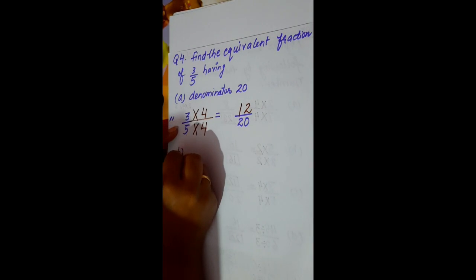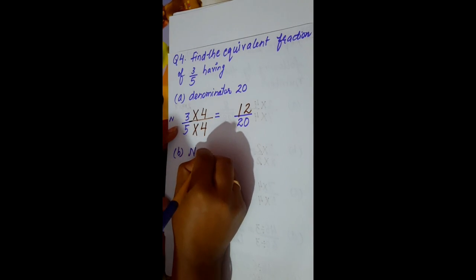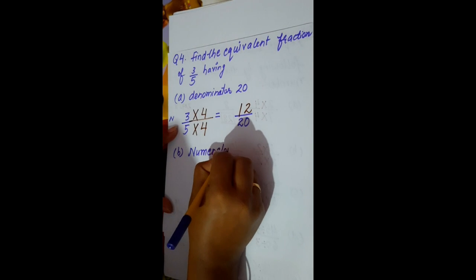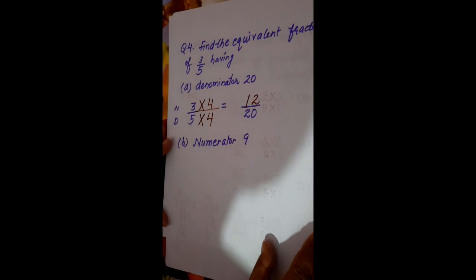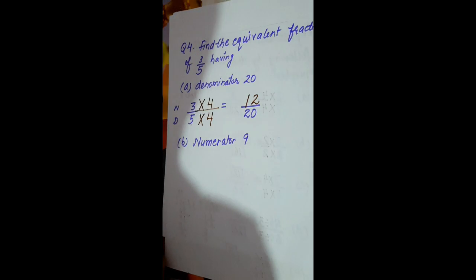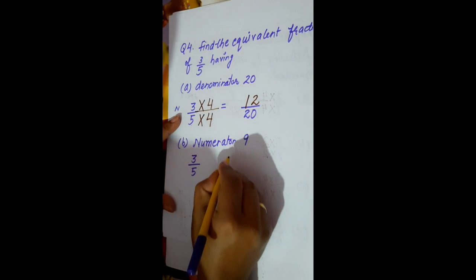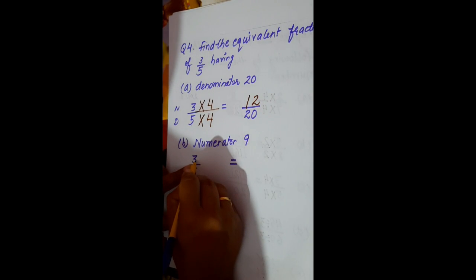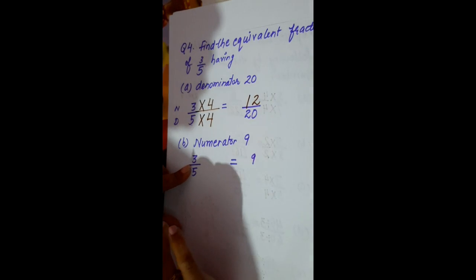Now next we have B part. B part is we have to find an equivalent fraction of 3 upon 5 having numerator 9. I have to find the equivalent fraction in which numerator is 9. Here I have 3 upon 5, so I have to write equal. Now this equivalent fraction having numerator 9, so I will write 9 in the numerator.